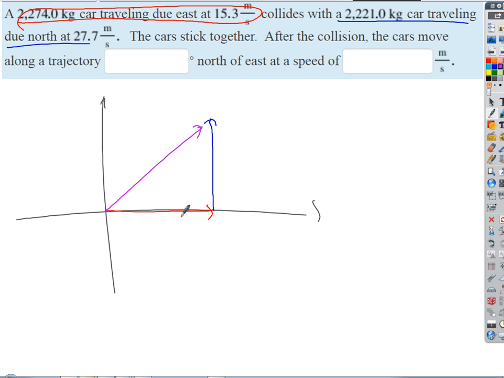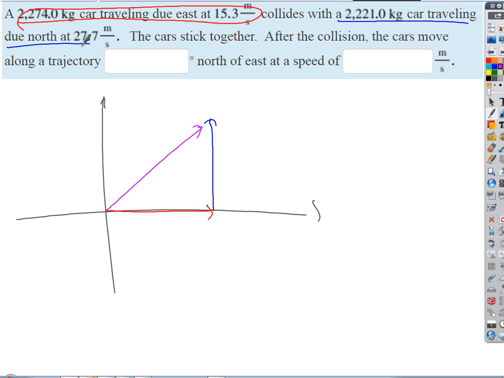How would I find the magnitude of this one? Well, just mass times velocity in the east direction. How would I find the magnitude of the blue vector? Mass times velocity, right? And then I'd use the Pythagorean theorem to find the magnitude of the resultant momentum, and I could use arctangent to find the angle, right? Okay, no big deal. You've done a lot of that stuff.